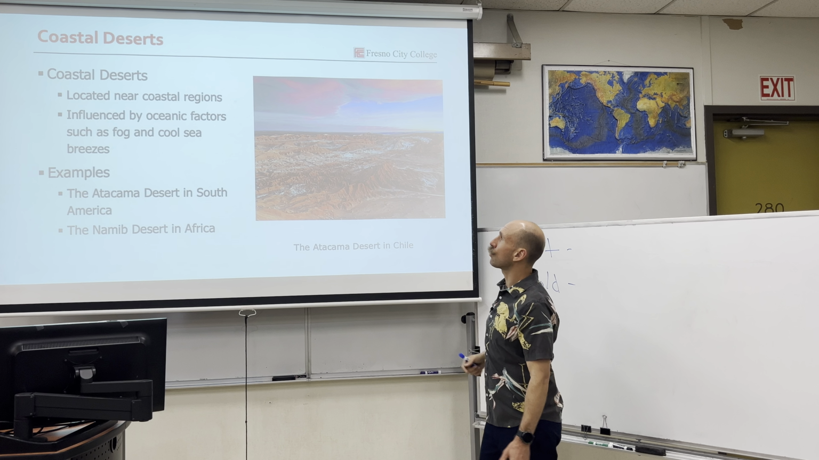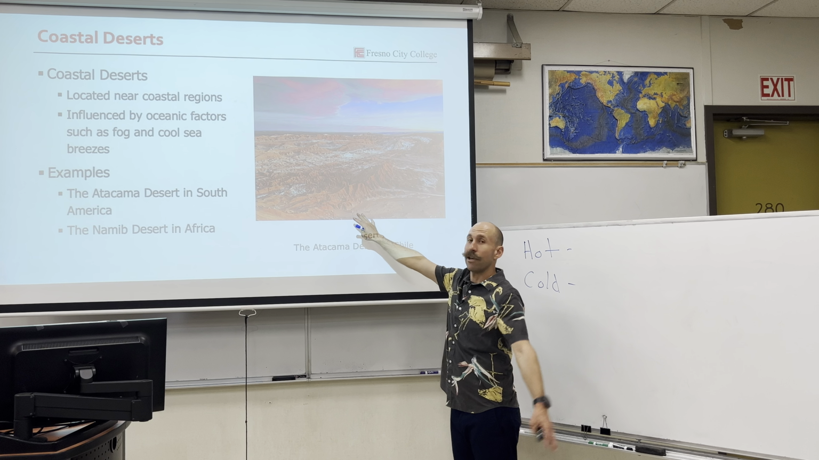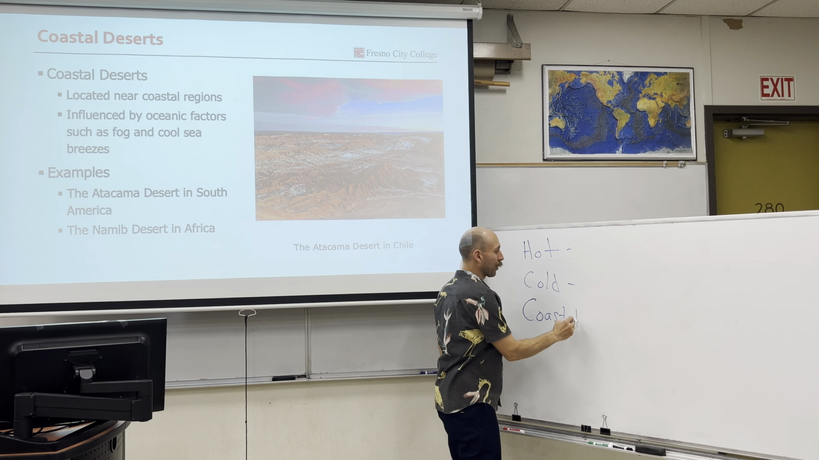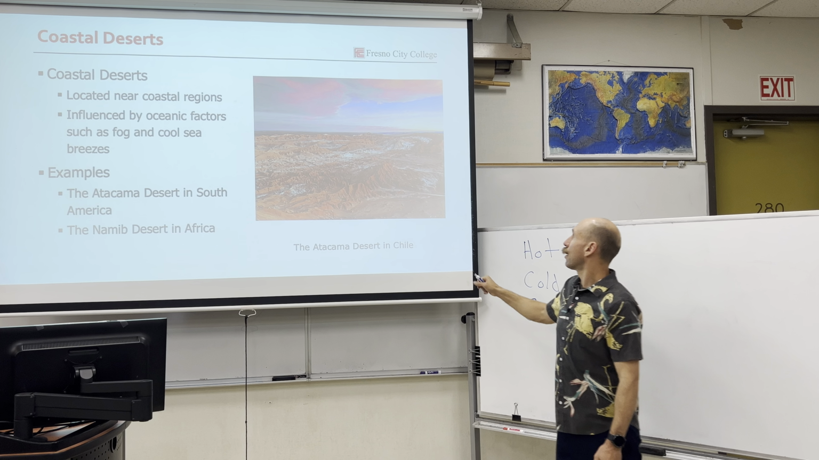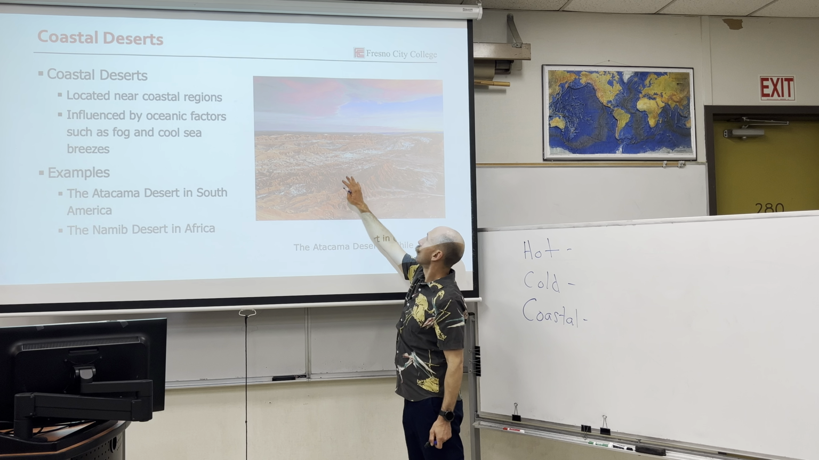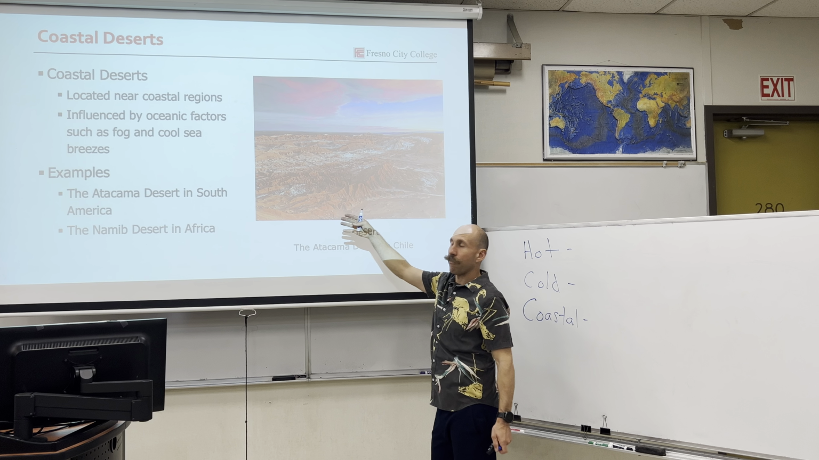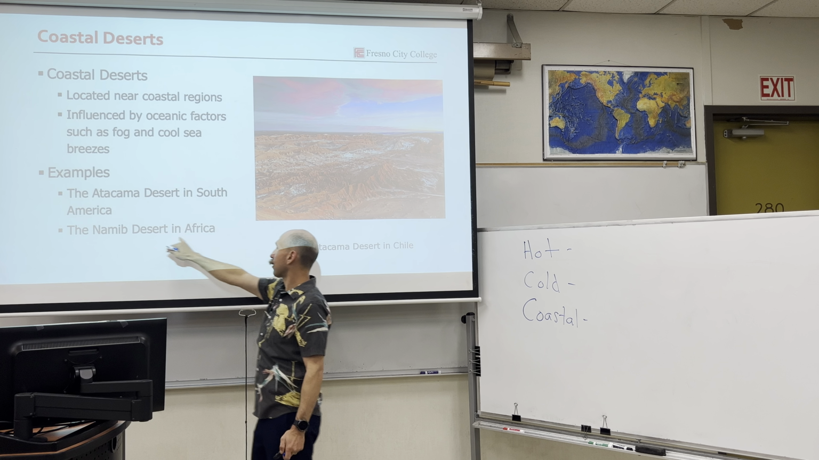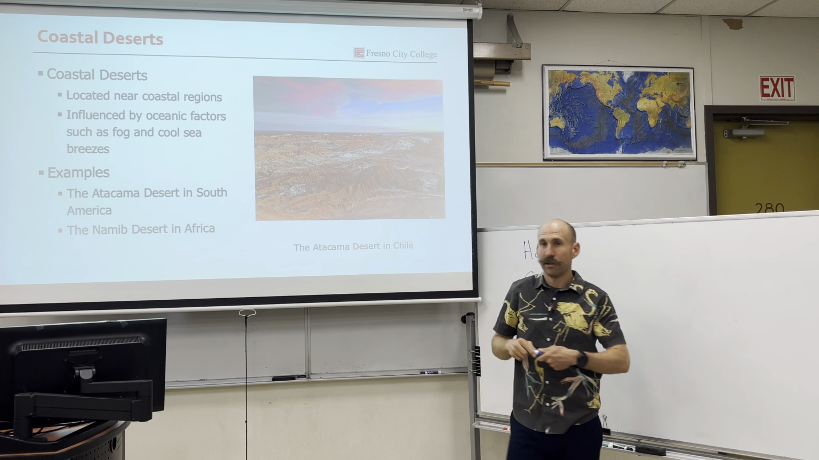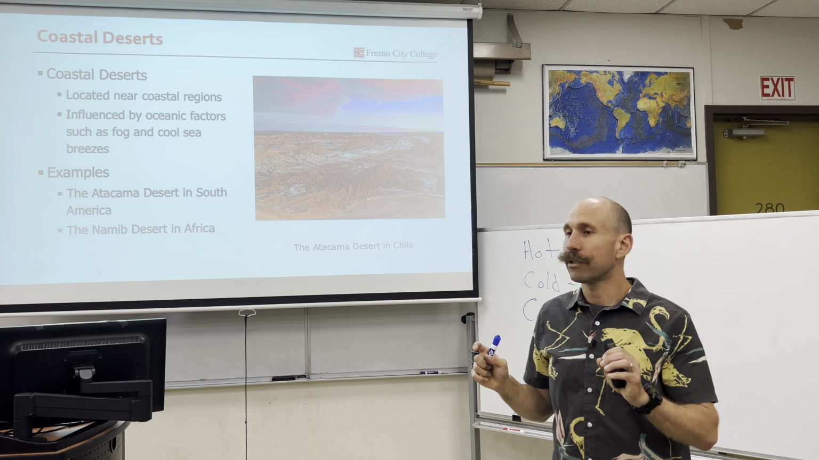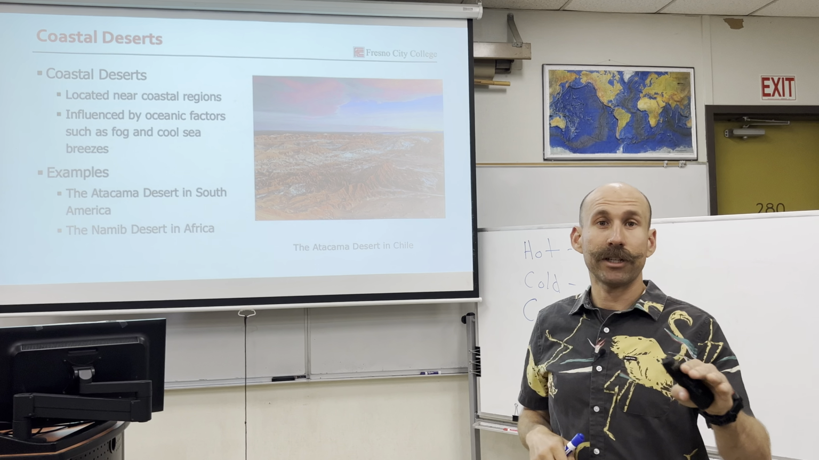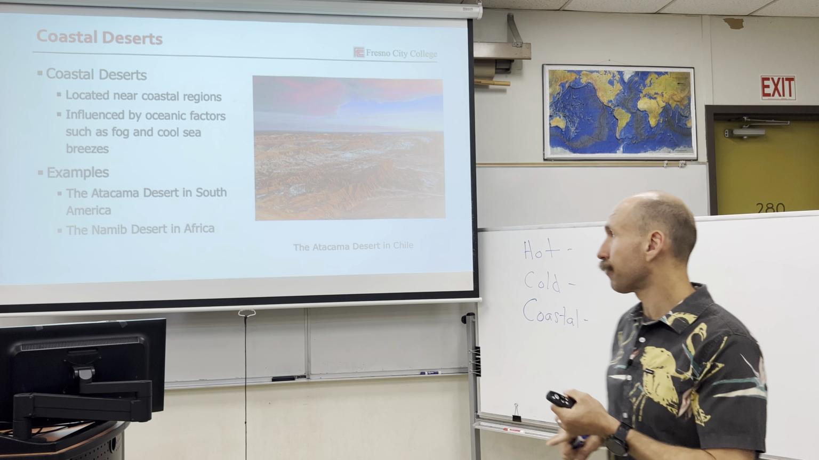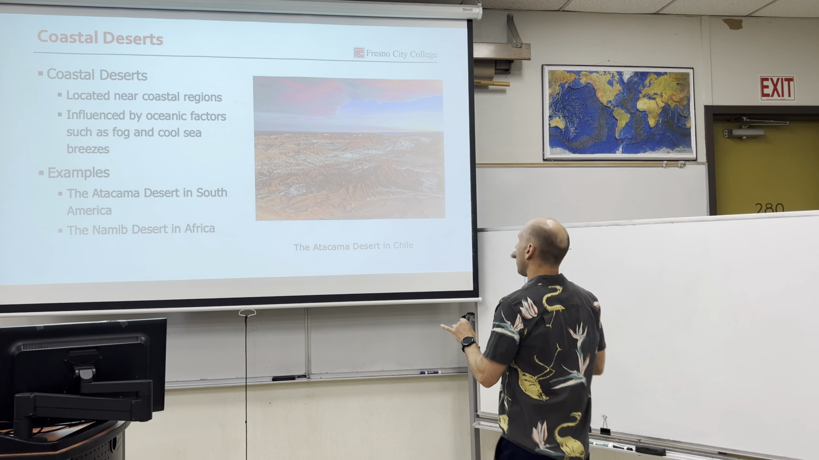We've also got coastal deserts that are located near oceans, influenced by the marine environment. So here we can see a coastal desert covered with a little bit of snow from a marine effect. Here examples, we've got the Atacama Desert in South America, the Namib Desert in Africa. Again, what do these deserts all share? Low vegetation, low annual rainfall, less than 10 inches.